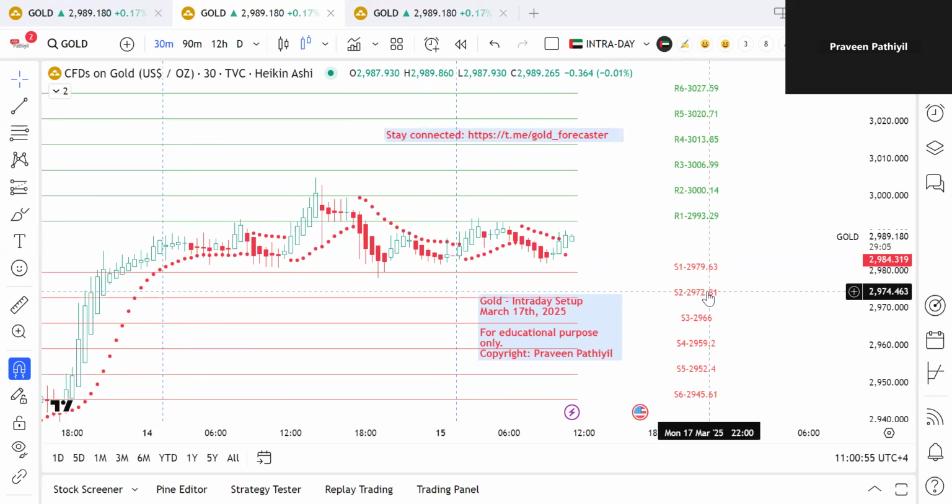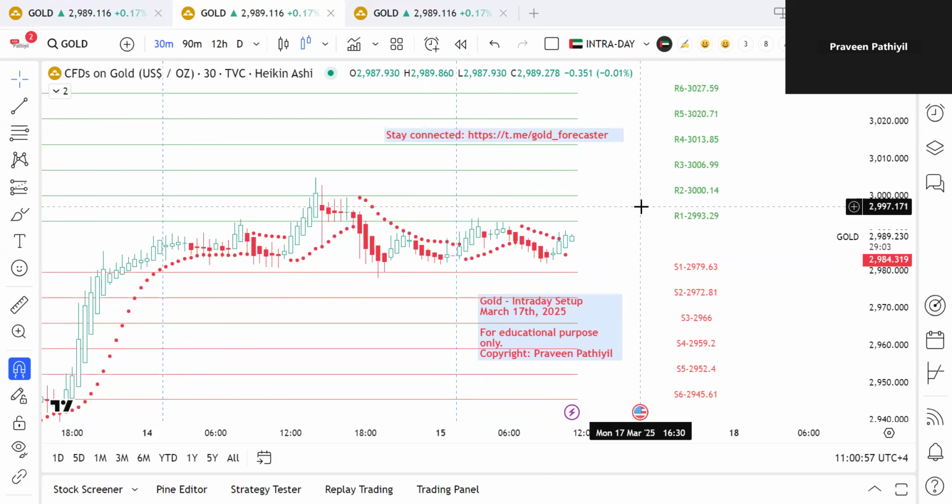So once you get these levels, go to TradingView and plot these R1 to R6 and S1 to S6. You can draw the lines and keep them ready. And on the 30-minute chart, whenever R1 is triggered on a Heikin Ashi closing basis, say we get a candle close above R1 today, then this buy will be triggered.